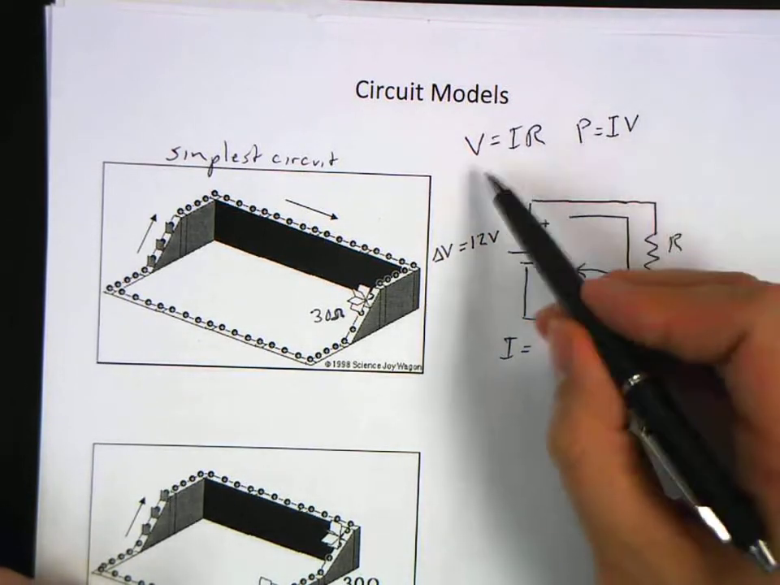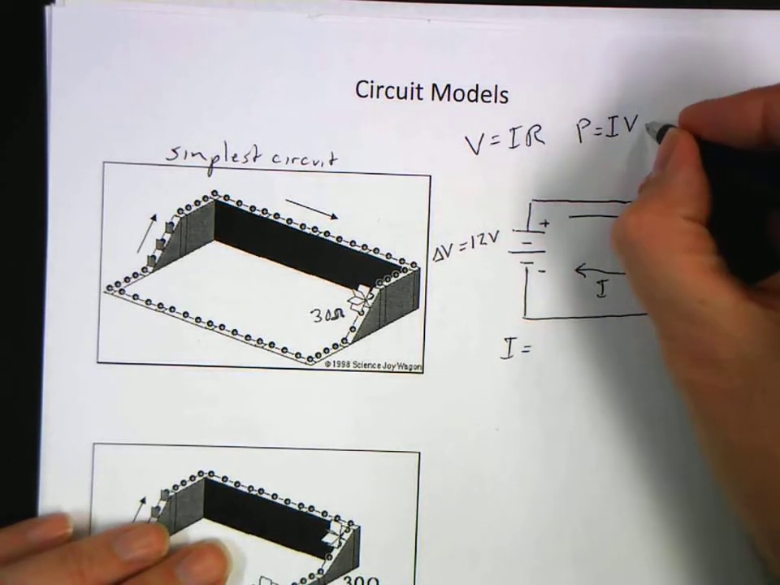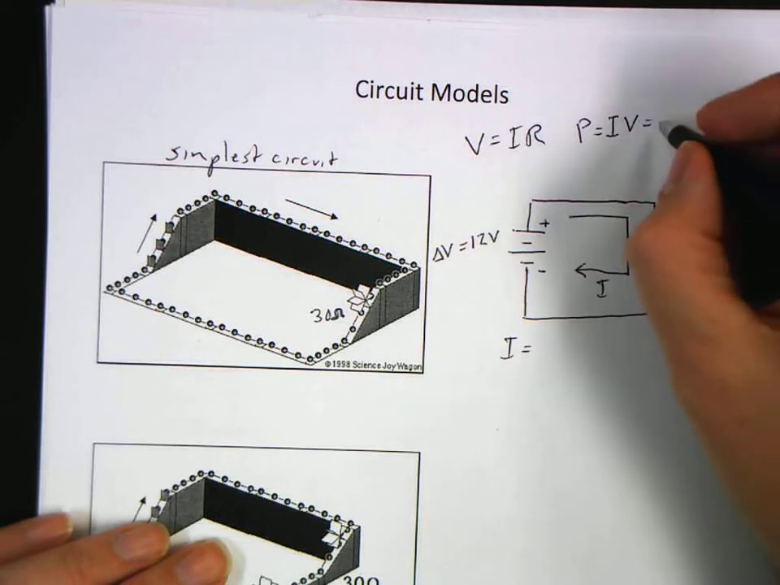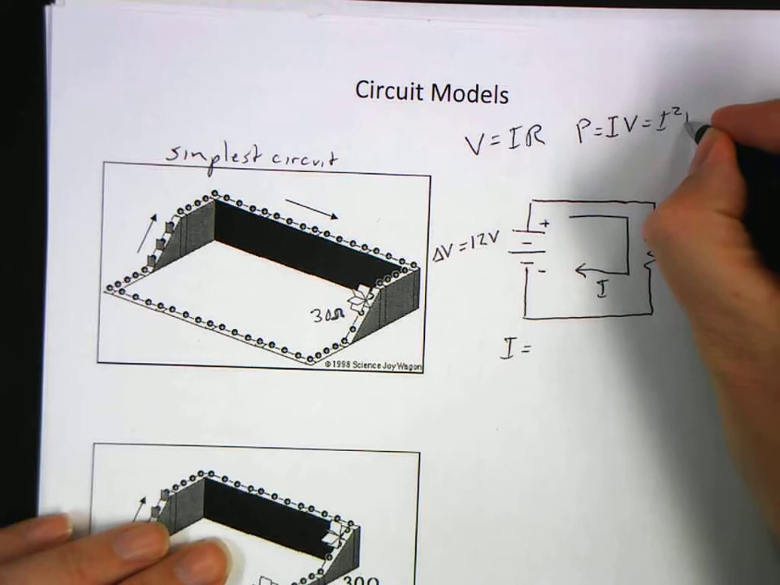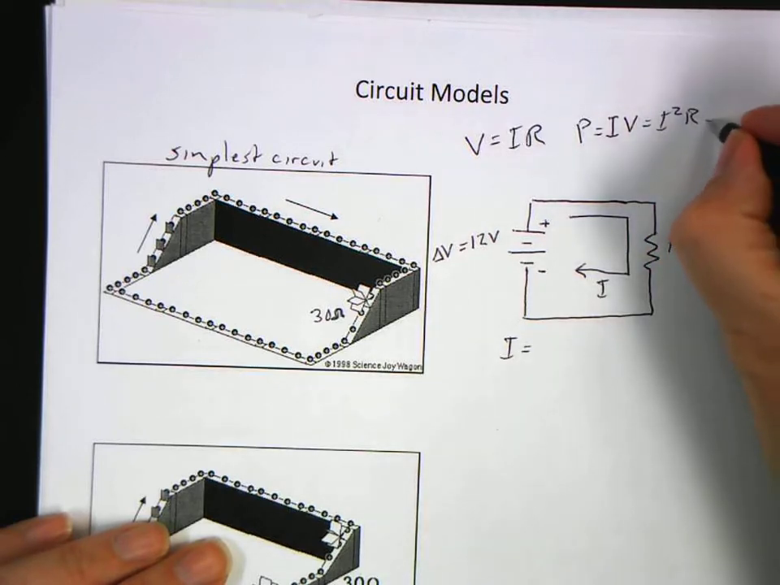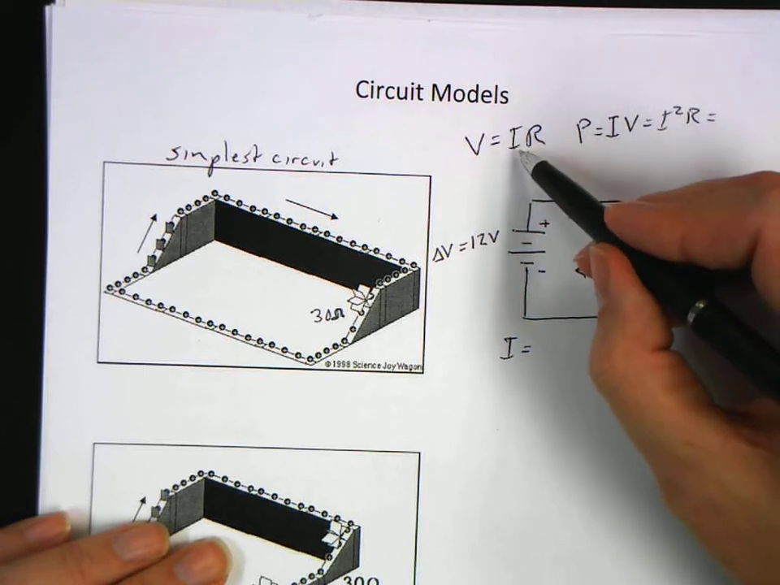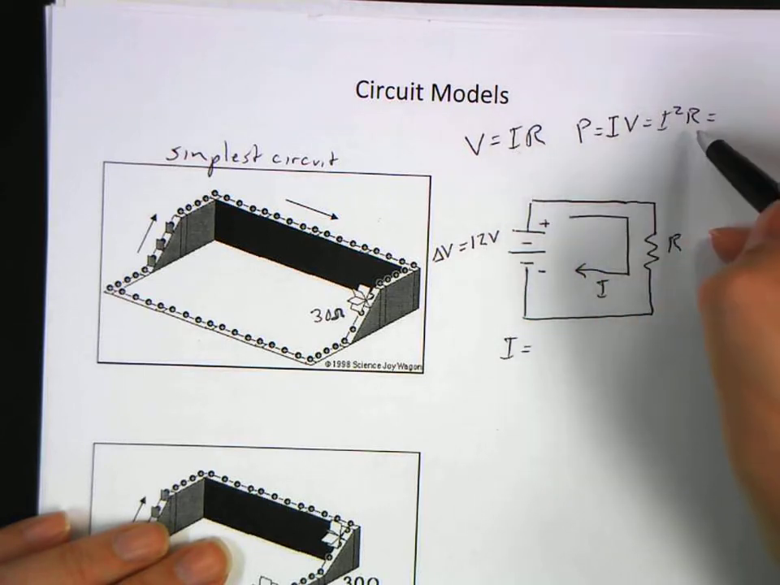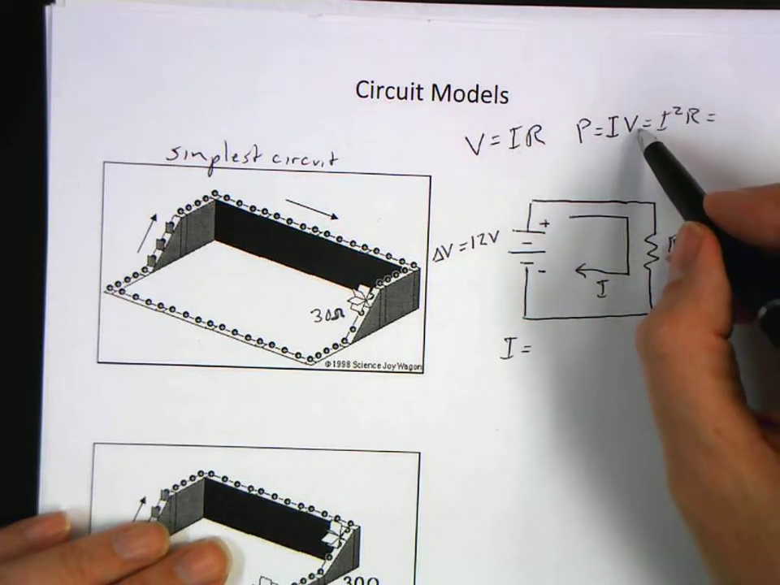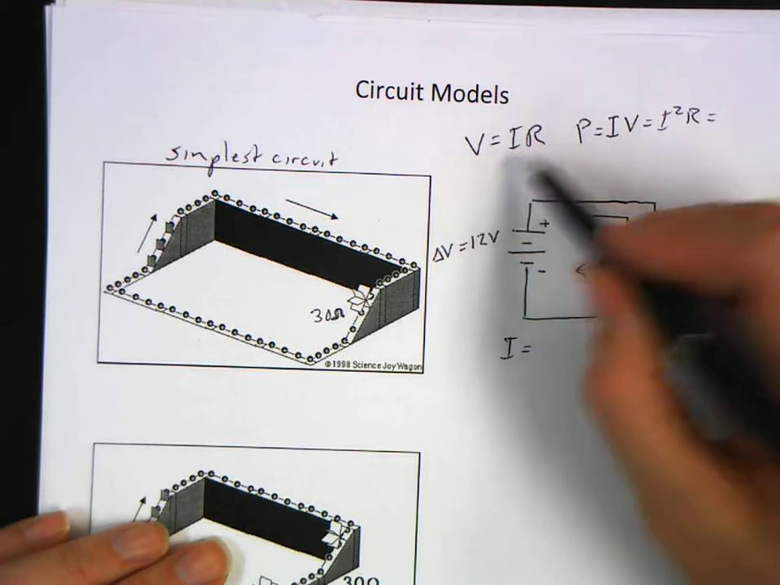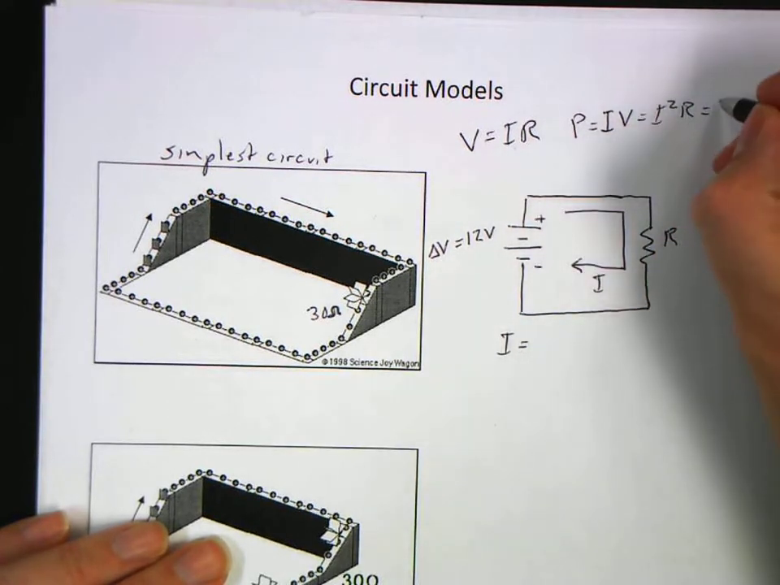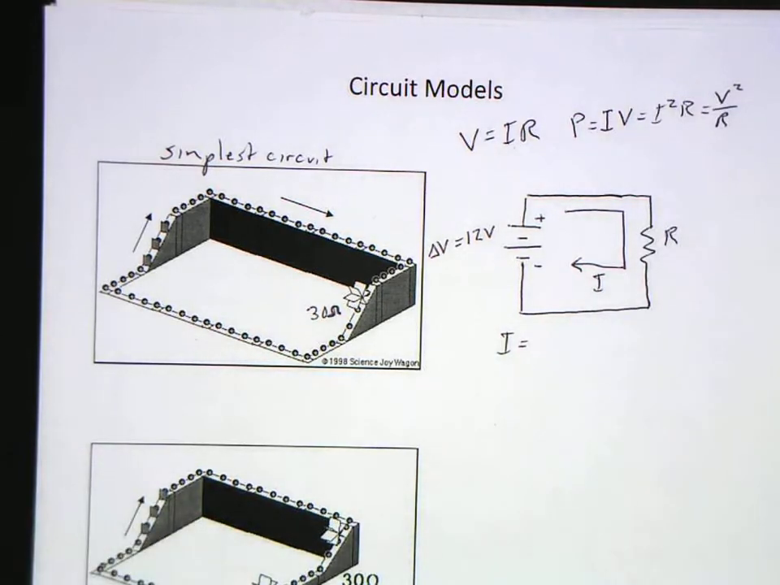If we combine these two, we can get the other versions of power. Substituting this in here, we could get current squared times resistance, or we could also get, substituting in current, that's voltage divided by resistance, so that would be times voltage again. So we would have voltage squared divided by resistance.